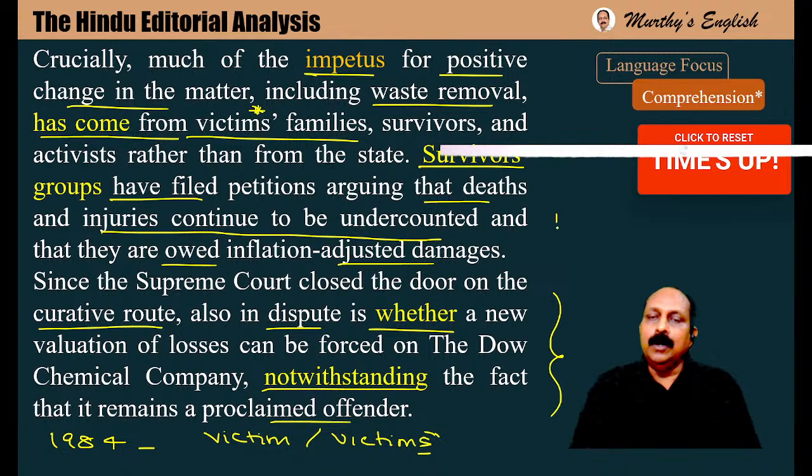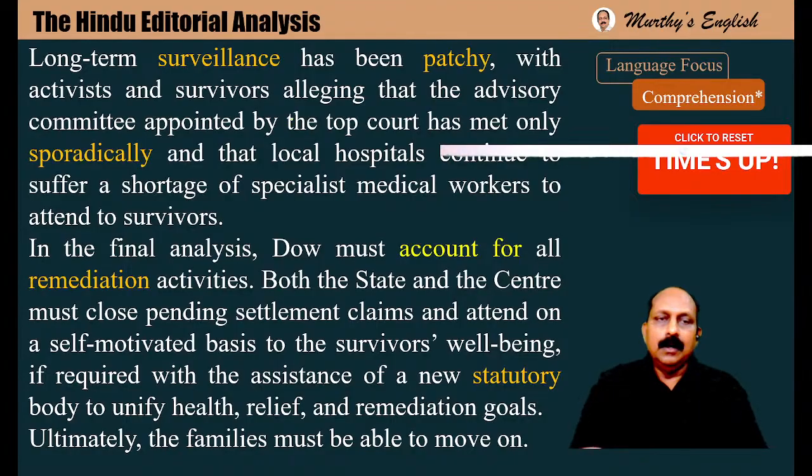Proclaim, verb. What is the noun form? Proclamation, publicly announcing something. Offender, someone who breaks the law. This paragraph of the editorial talks about the state government's response, good or bad, positive, negative, and the final analysis, what has to be done.